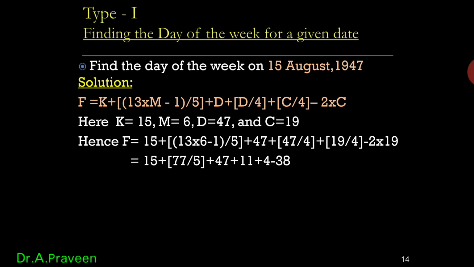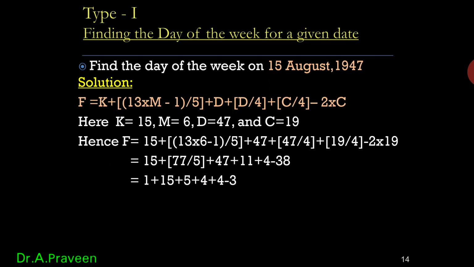So 11 times 4 is 44. So the quotient is 11. So 47 divided by 4 enclosed in brackets, I put 11. And another expression 19 by 4, it is again enclosed in brackets. So 4 times 4 is 16. So 4 is the quotient. So 19 by 4 enclosed in brackets, the value is 4. And 2 times 19 is 38.